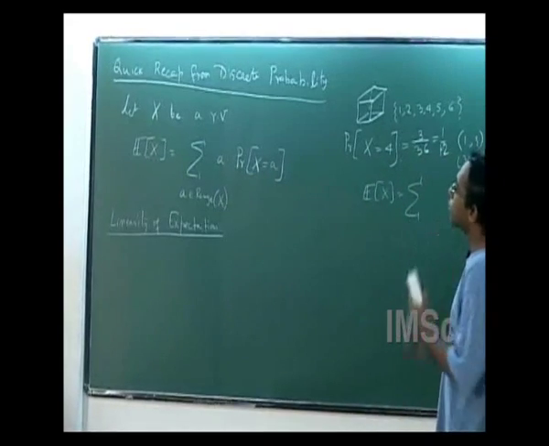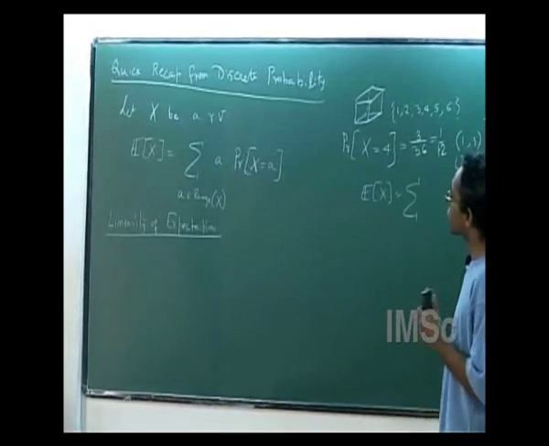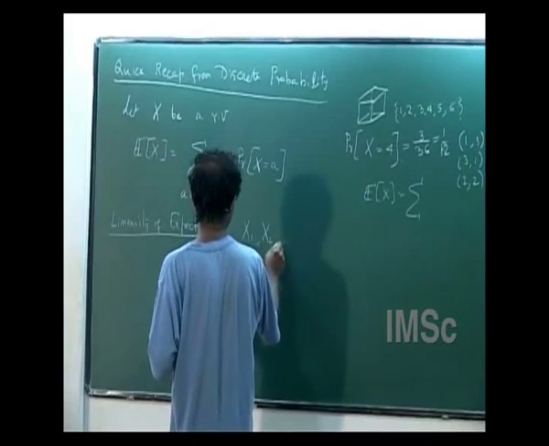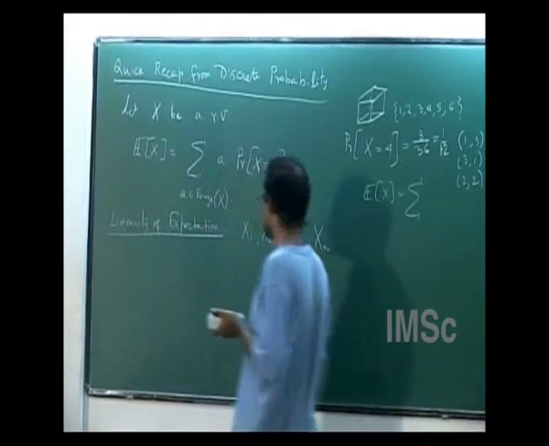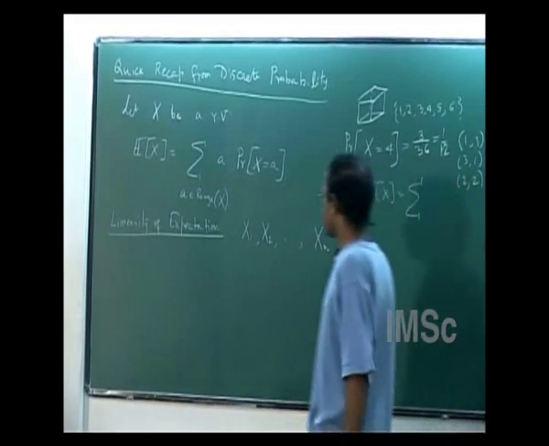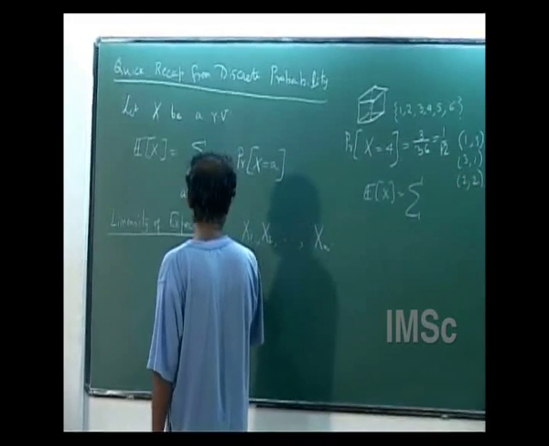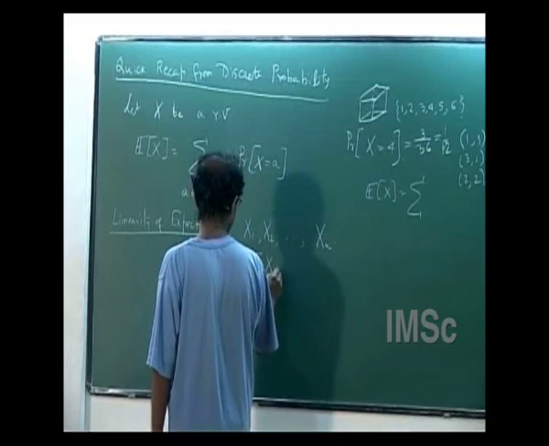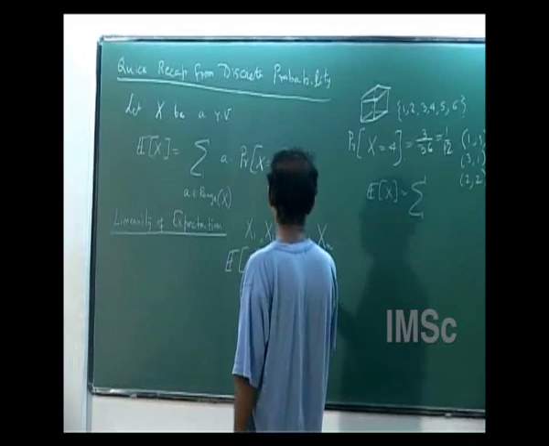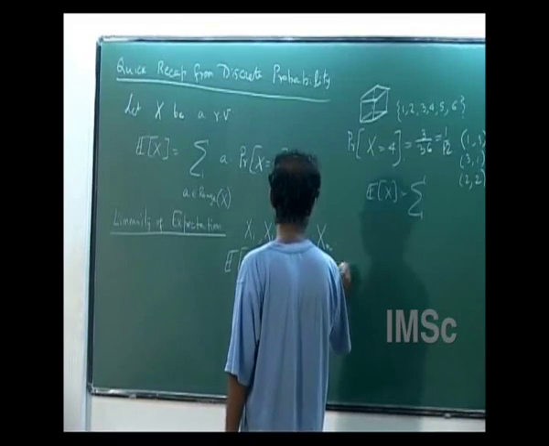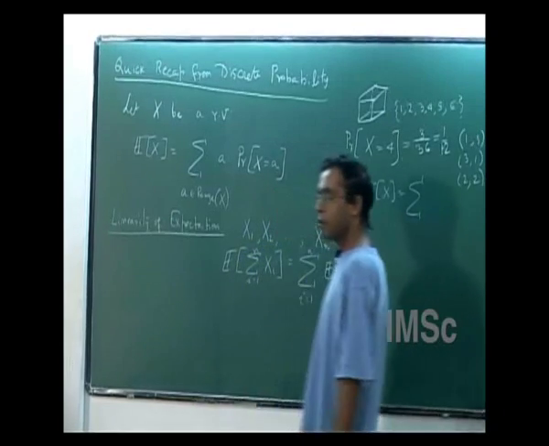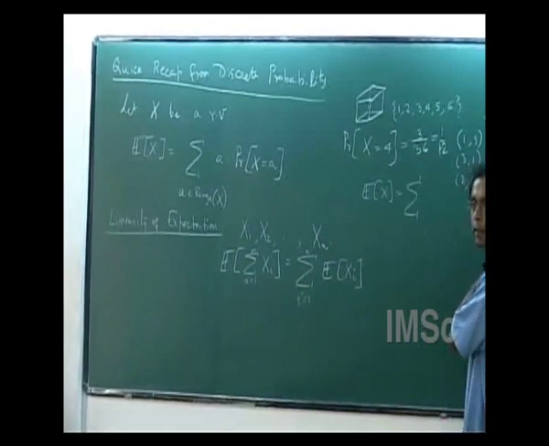Which is probably the principle behind the theory of discrete probability. It is very simple. Let's say x1, x2, ..., xn are random variables. Then if you take the expectation of the sum, it just adds linearly. It is the sum of the expectations. This is a very basic feature of linearity of expectation.